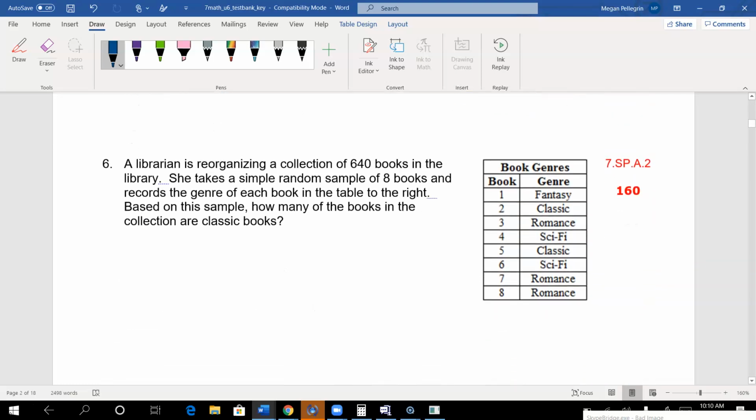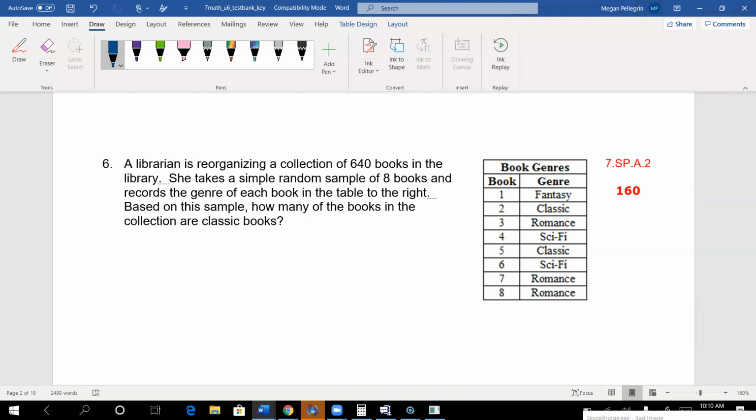Number 6. A librarian is reorganizing a collection of 640 books in the library. She takes a simple random sample of 8 books and records the genre of each book in the table to the right. Based on the sample, how many of the books in the collection are classic books?